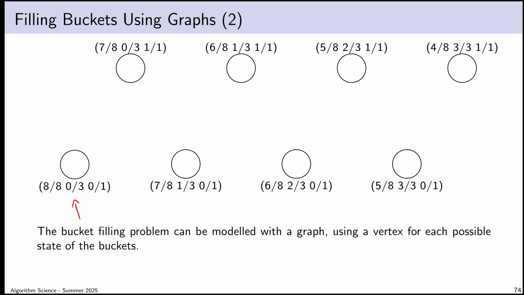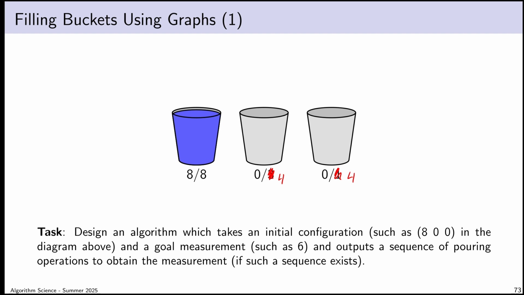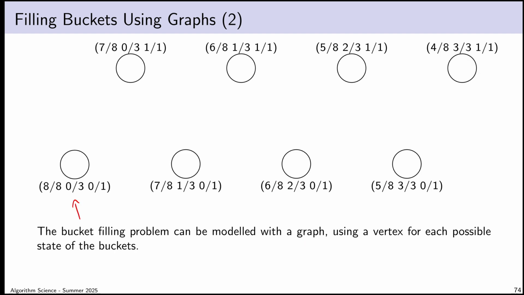So my start state, where the first bucket is full with 8 units, is this one here, and I want a goal state where I find 6 units. And we notice the graph I've drawn here doesn't model literally every possible state. There is no vertex on this graph for the case where all 3 buckets are empty.